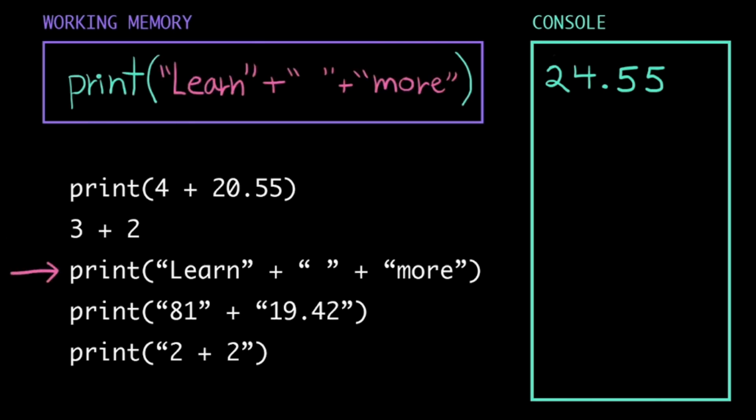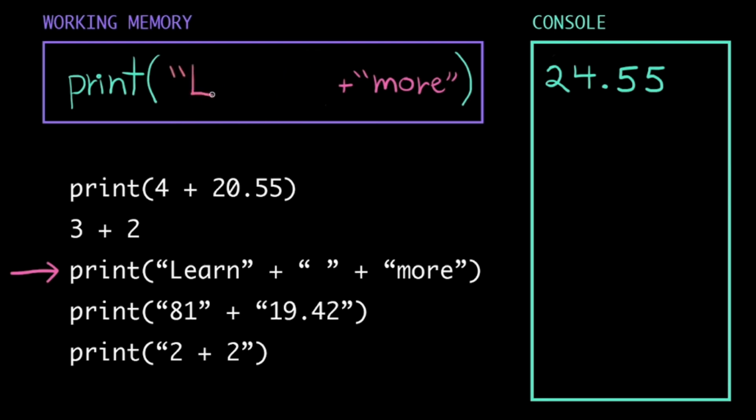Third line, the computer loads print the string "Learn" plus the string space, careful, this is not the empty string. There's one little space character in between these quotation marks. Plus the string "more". But there are two operators in this expression. There's two plus signs. So the computer is actually going to evaluate this expression in two steps, reading left to right. First, it evaluates the expression "Learn" plus space.